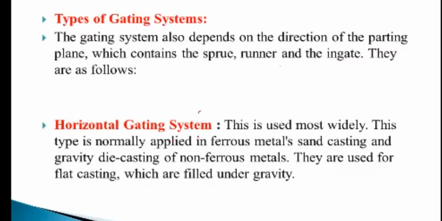And so different types of gating systems are there. These gating systems depend on the direction of the parting line. Generally the parting line will be horizontal, with the drag below and the cope above. So in between drag and cope is the parting line. The parting plane contains the sprue, runner and in-gate.